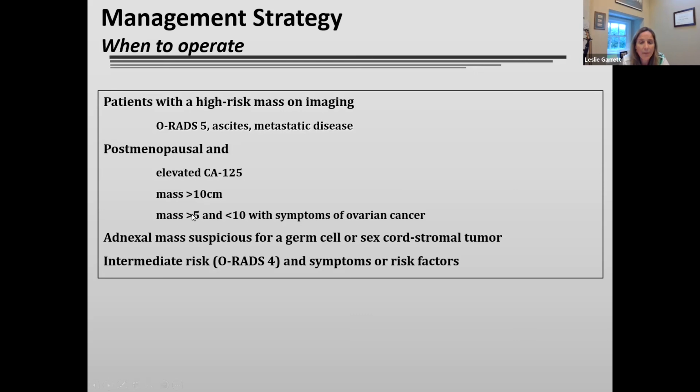And then anything that's between 5 and 10, which is going to be a lot of stuff with symptoms. Those are kind of slam dunk. There's no gray. Your recommendation for these patients is go to the operating room. Again, any mass that is solid, there's no way of knowing a fibroma versus a granulosa or a Sertoli-Leydig cell tumor, and obviously germ cell, this is really where you need path. So anything that's solid typically goes to the operating room. Doesn't mean it needs to go to the operating room with a GYN oncologist, but should go to the operating room. And then again, that intermediate group as well with risk factors.